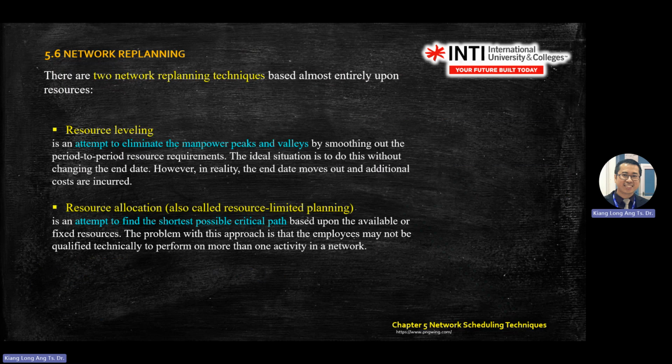This one you read. Okay, this is also important. This one is on the theory part, maybe part A or part C, or somewhere in the question. They ask you, what are the network replanning techniques? There are two: resource leveling and allocation. Leveling means you eliminate the peak and the valley. You level it. And allocation is where you find the possible critical path and then you delegate the resources. Basically, this one you just memorize if this question comes out.